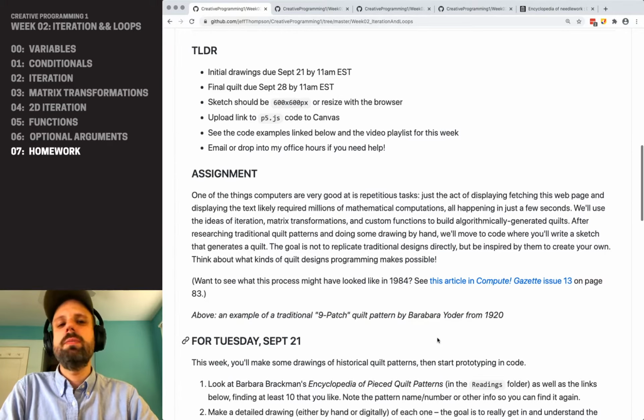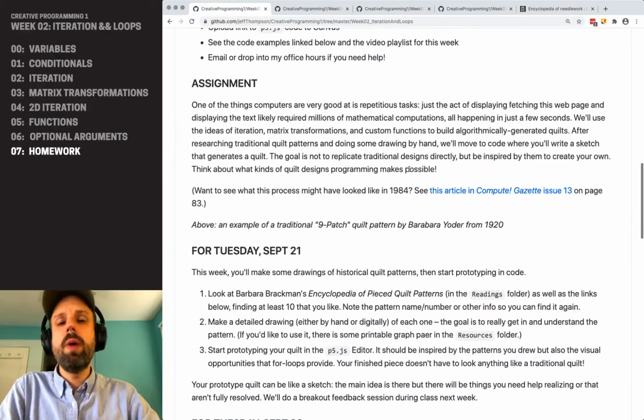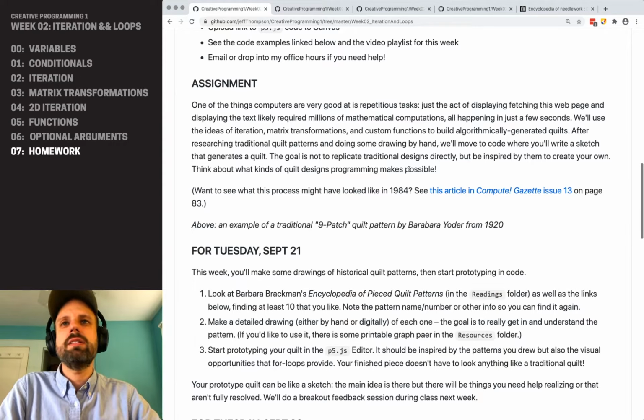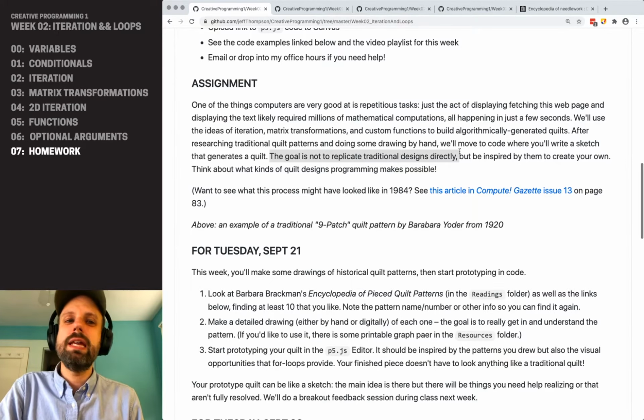Your sketch is going to be 600 by 600 again, or resizable with the browser, and we'll talk about how you're going to turn that in. Oh, and we already talked about a lot of this, but the idea is, you're going to take the power of this repeating structure and make something really cool. I think this is really important to say: your goal is not to just replicate an existing traditional pattern, but to be inspired by them and make your own thing.